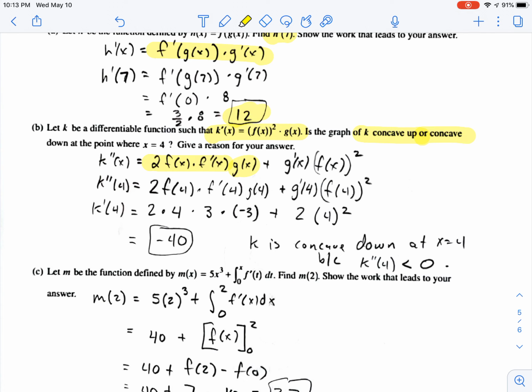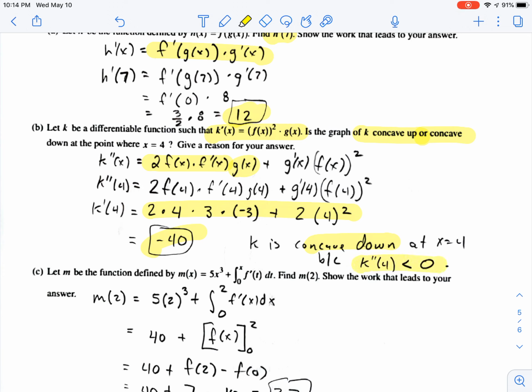And then it's just a matter of plugging in and getting those values from the table. You also hopefully realize you could just leave your answer like that and you don't need to go further. Well, maybe you do. I don't know. You might need to actually figure out whether this is positive or negative. So we're going to say it's concave down because k prime of 4 was less than 0.